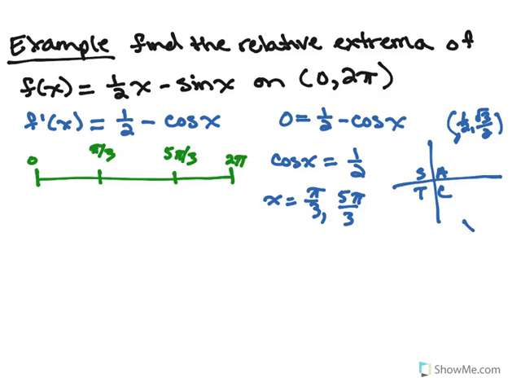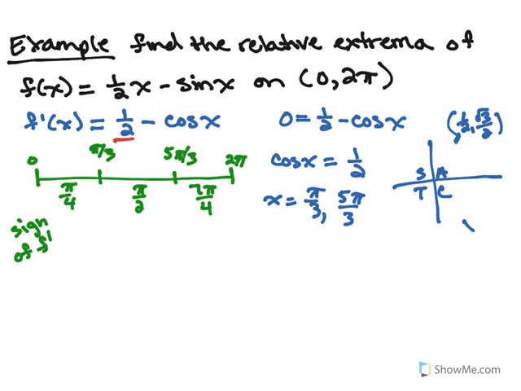So we want to pick angles that are things we can find off the unit circle. So between 0 and pi over 3, I'm going to go with pi over 4. Between pi over 3 and 5 pi over 3, pi would be fine. I'm going with pi over 2. It doesn't matter as long as you're within that interval. And then in between 5 pi over 3 and 2 pi, I'm going to go with 7 pi over 4.